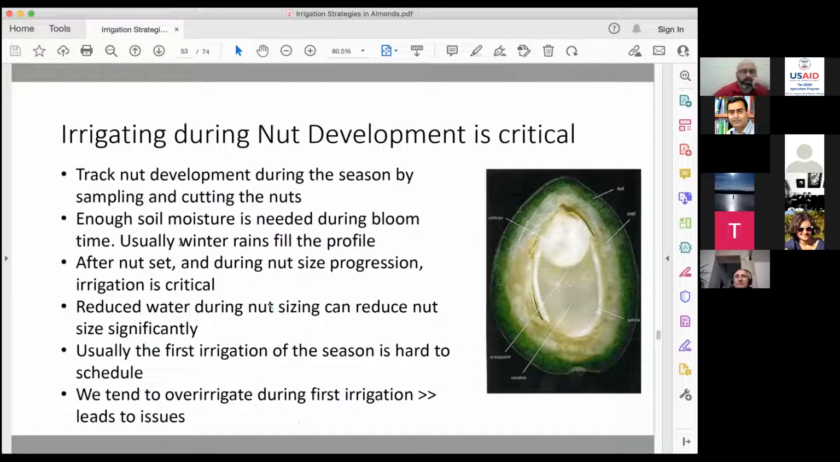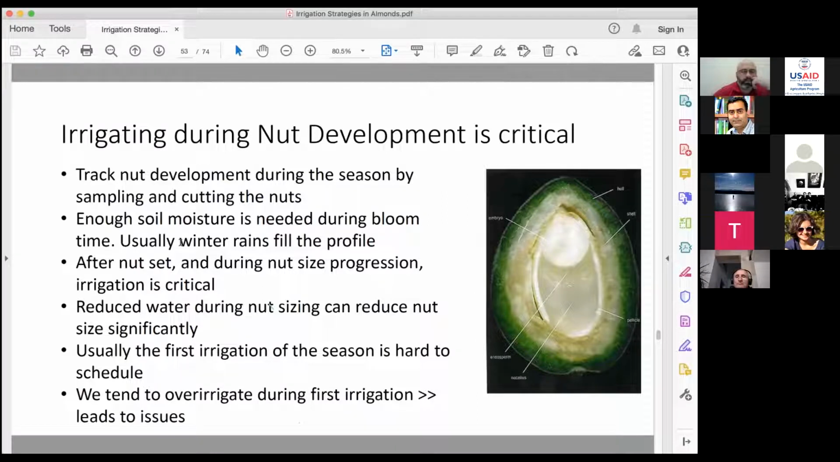Enough soil moisture is needed during the bloom time. That is usually done by the winter rains. Here in California, we usually get a lot of rains in winters. Some years we get no rains, so that's a drought year. The point is that when your trees are going to bloom, a few weeks before bloom, you need to make sure that you have enough soil moisture.